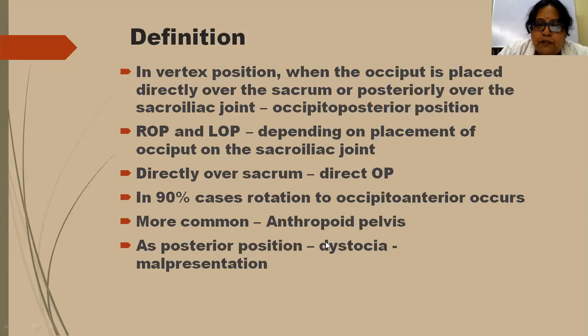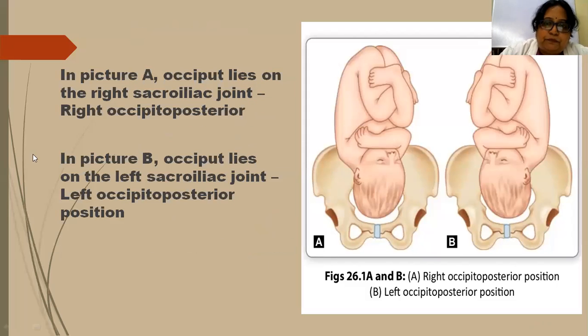In this posterior position, it will lead to dystocia of labor, and because of that, it is classified under malpresentation. Otherwise, it is a type of vertex presentation and not a malpresentation. But since it causes dystocia also, it is classified under malpresentations. Now, this is how the occiput is placed on the right sacroiliac joint, right occipito-posterior, and this is where the occiput lies on the left sacroiliac joint, left occipito-posterior position.